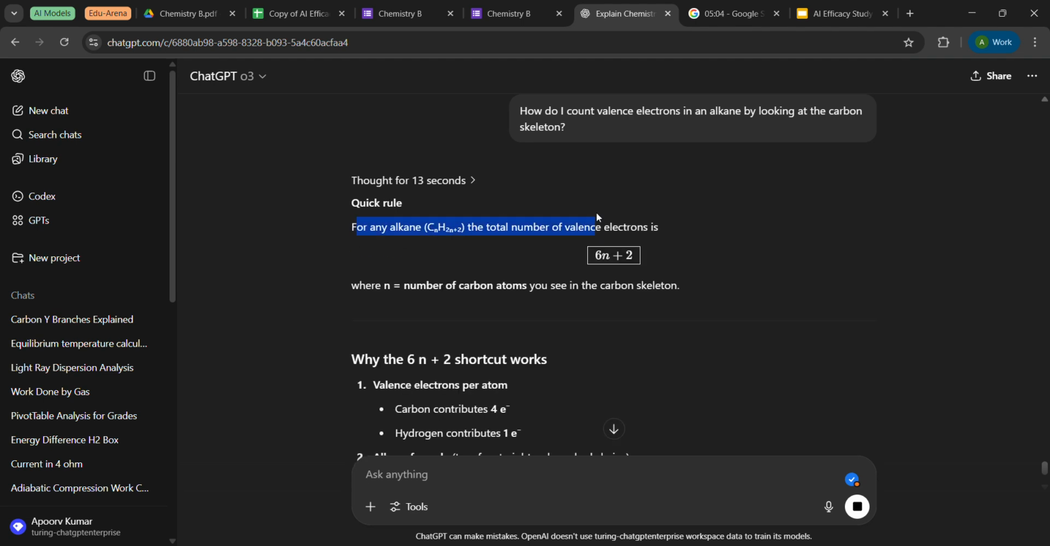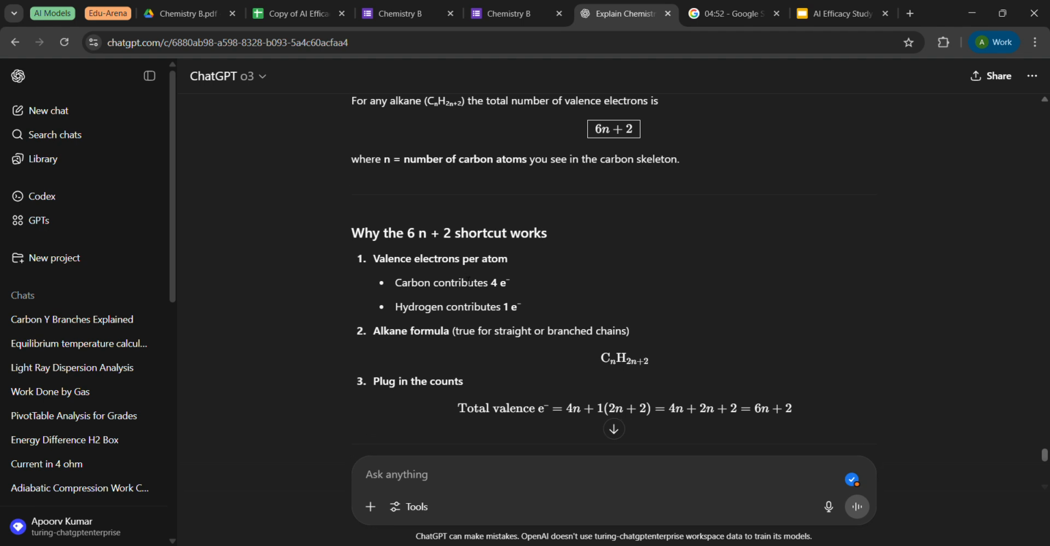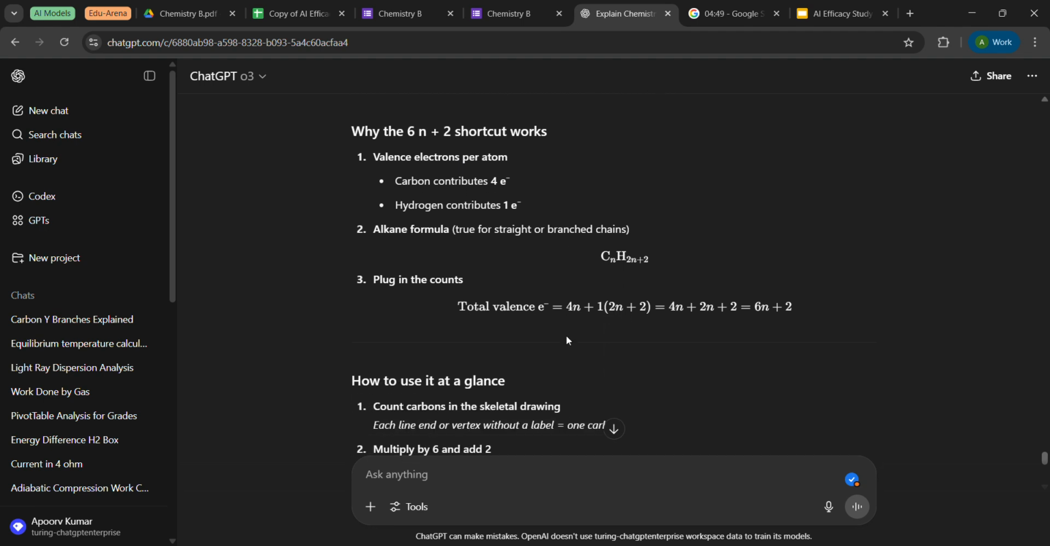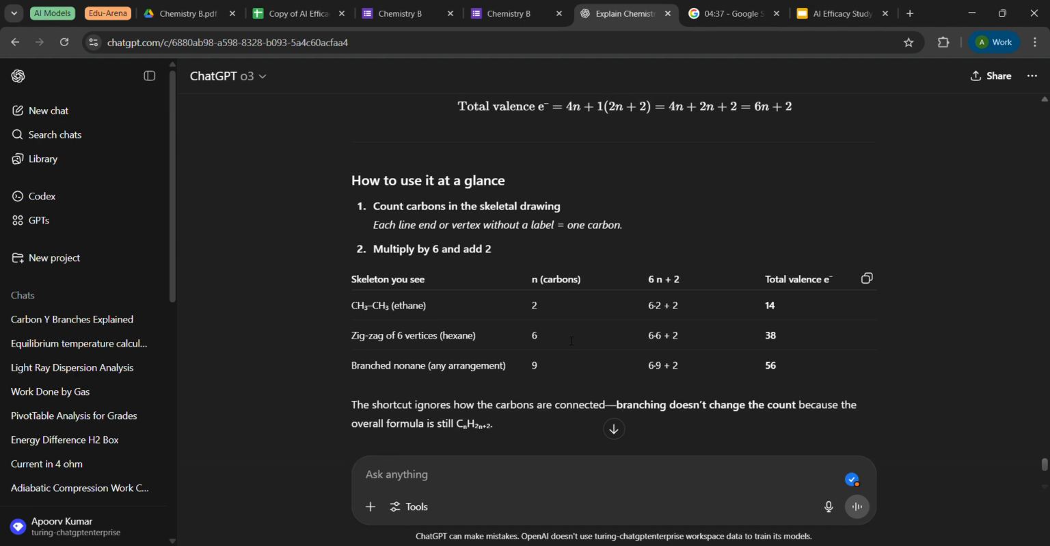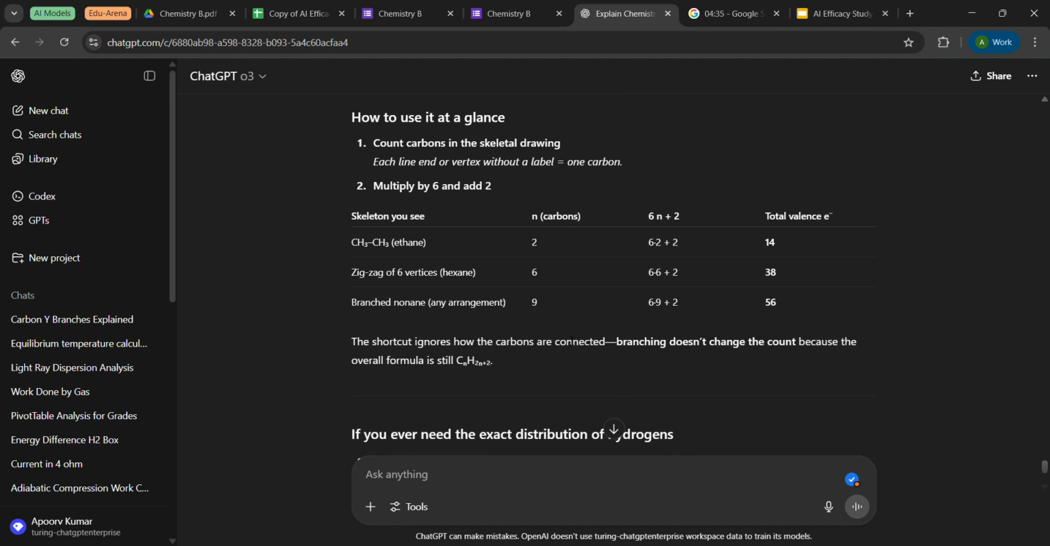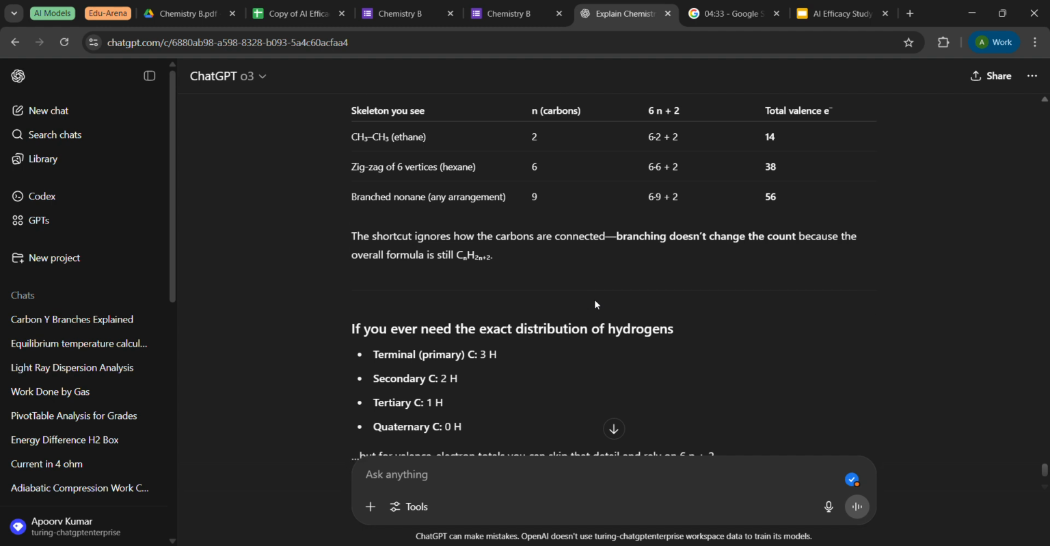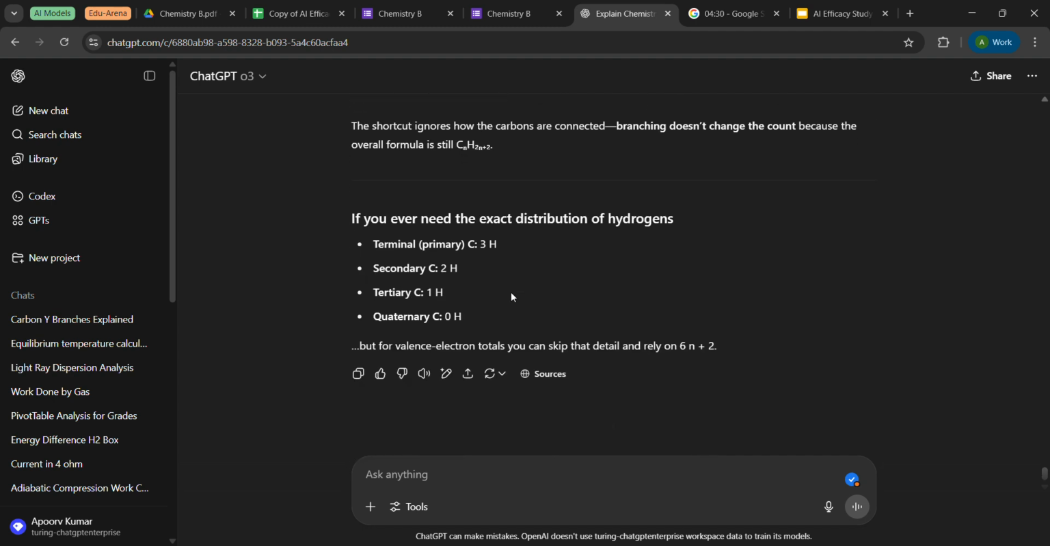So quick rule for any alkane CnH2n+2, the total number of carbon or valence electrons is 6n+2. Alkane, plug in the counts, 6n+2, that makes sense. How to use it at a glance? Count carbons in a skeleton drawing. Each line or a vertex without a label equals 1 carbon, CH3. So that basically means that you have to follow the formula 6n+2.